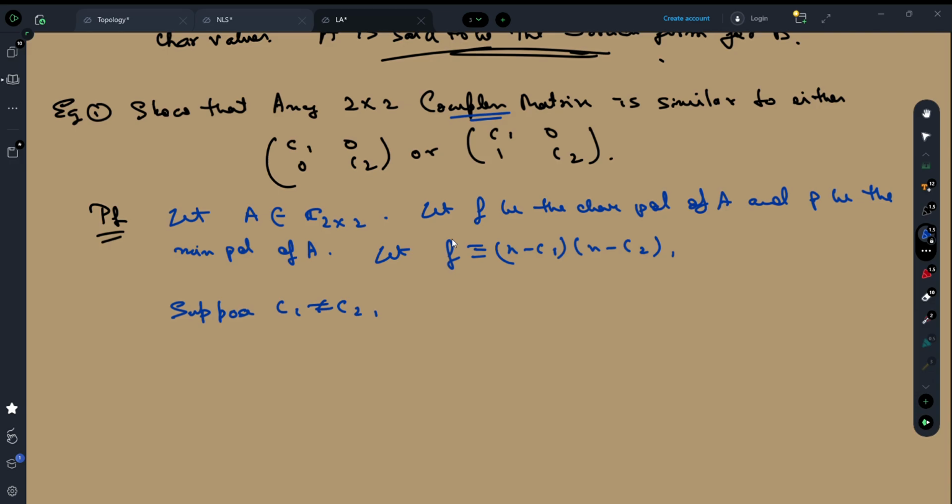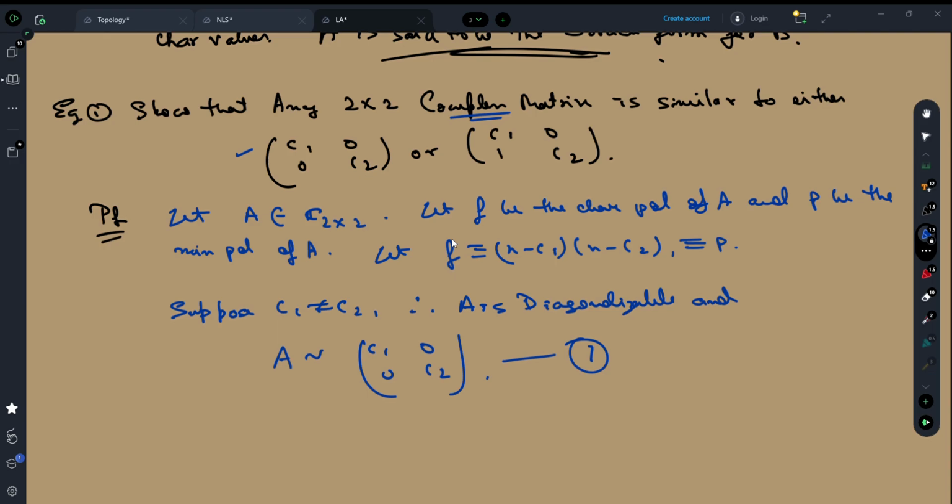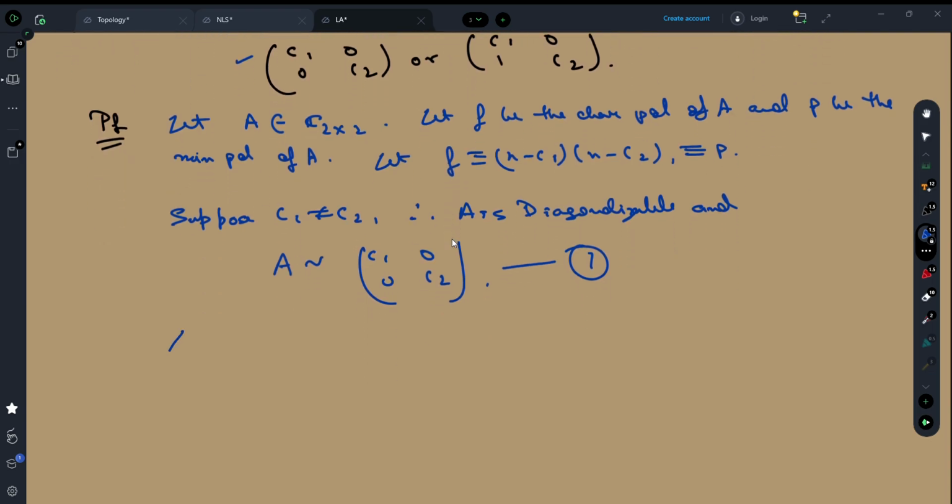Suppose c1 is not equal to c2. Then it's obvious that this matrix has distinct eigenvalues, right? Only two of them are there, so both eigenvalues are distinct. So it's diagonalizable, right? Therefore, A is diagonalizable, and that's also because in this case the minimal polynomial will be the same thing. So A will surely admit this form, and A will be similar to this form, c1 0 0 c2, right?